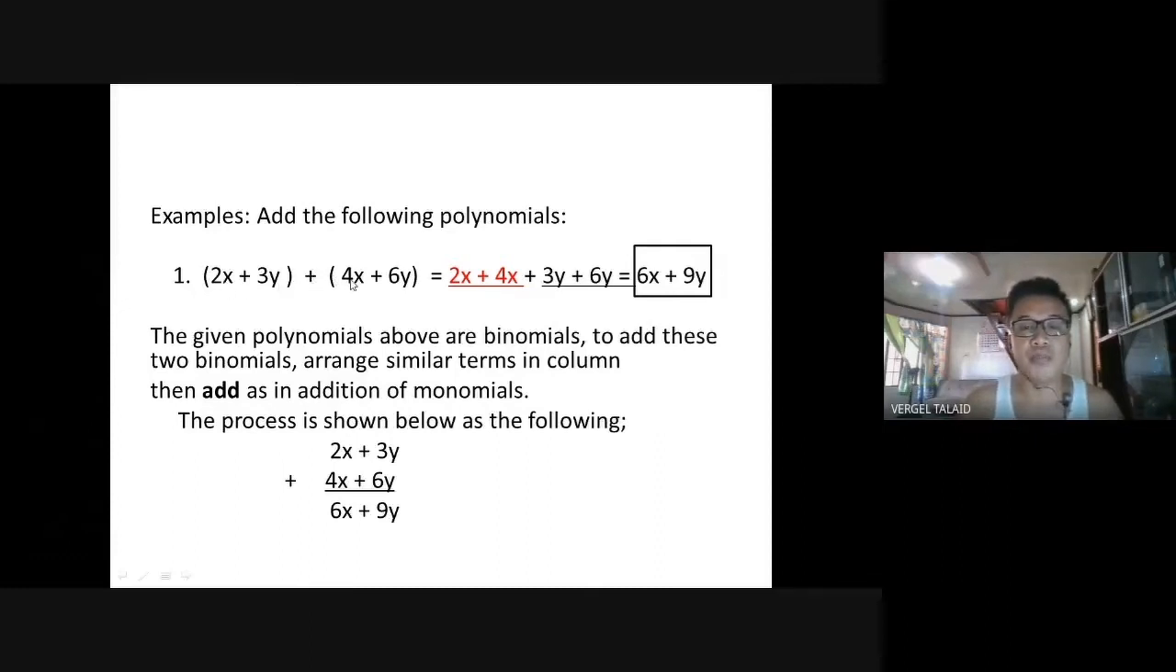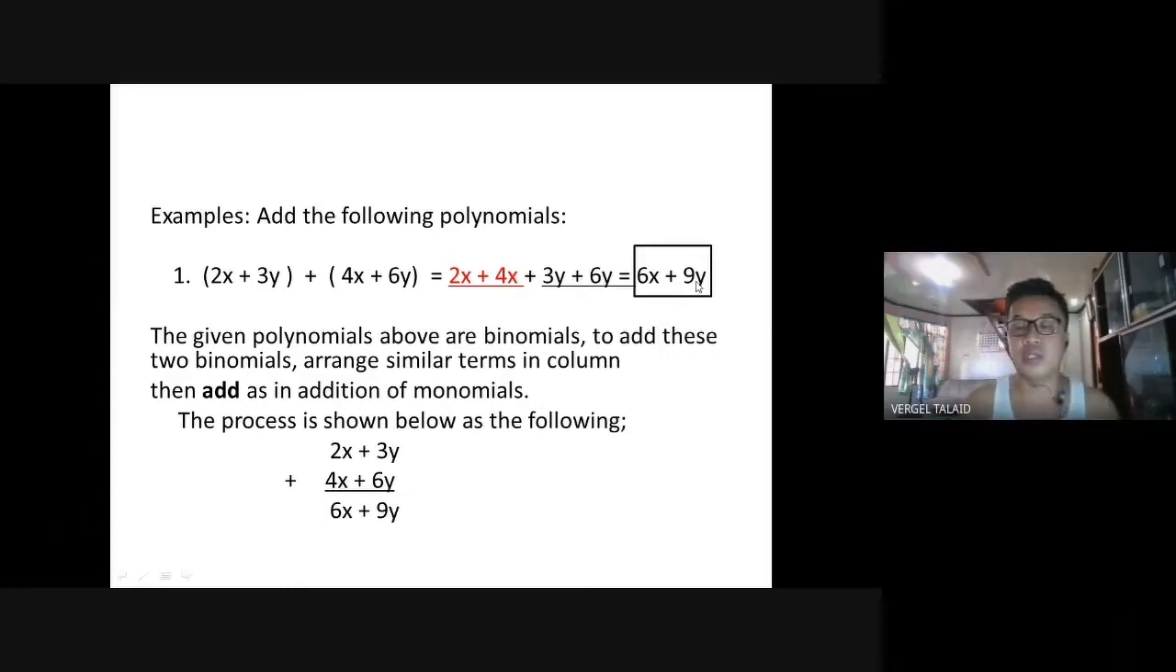2x plus 4x. Then we have 3y plus 6y. So what is 2x plus 4x? That is 6x, and 3y plus 6y is equal to 9y.